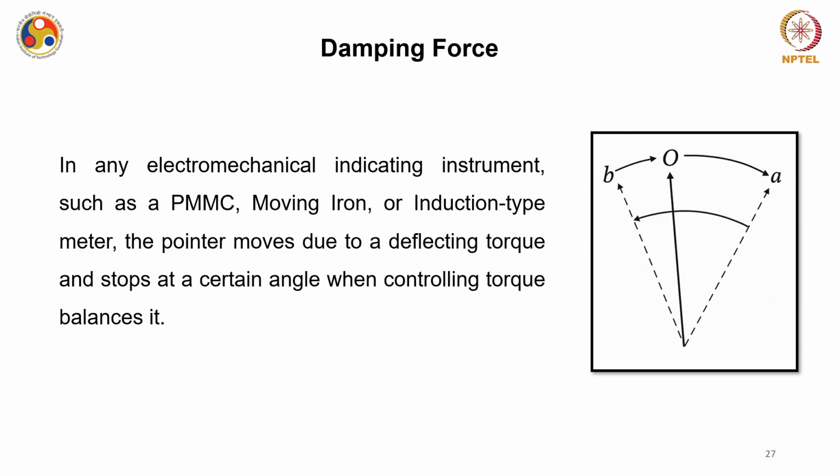In any electromechanical indicating instrument, for example in PMMC or moving coil, the pointer moves due to a deflecting torque and stops at a certain angle, say theta, when the controlling torque balances it. This we have already seen. So Td equal to Tc is the condition when the pointer will stop.